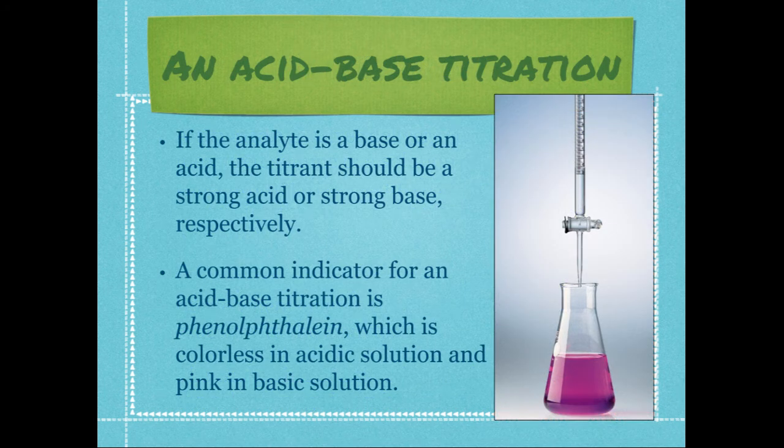Since you want the reaction to go to completion during an acid-base titration, your titrant should typically be a strong acid or a strong base, depending on whether you're titrating into a base or an acid. A common indicator for acid-base titration is phenolphthalein. It's colorless in acidic solution, but it turns pink in basic solution. So the end point is very easy to see.